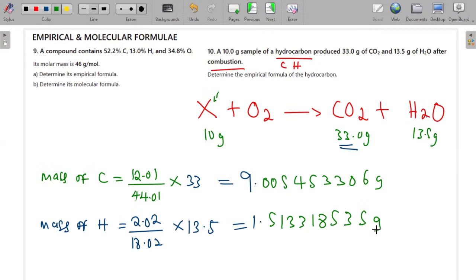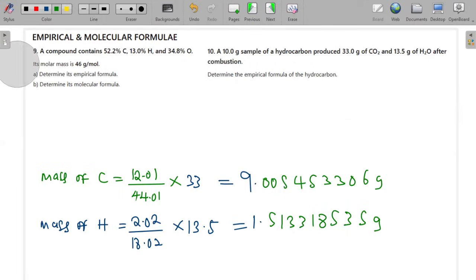Okay, so the next thing now, because we're calculating the empirical formula, right? The next thing is to calculate the moles. Okay, after the moles, we calculate the ratios, and then after the ratios, we calculate our empirical formula. Okay, so since we have the masses now, if you want, you can find the percent.